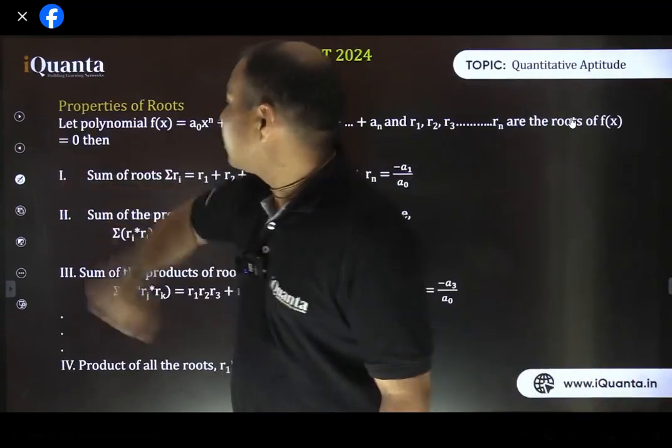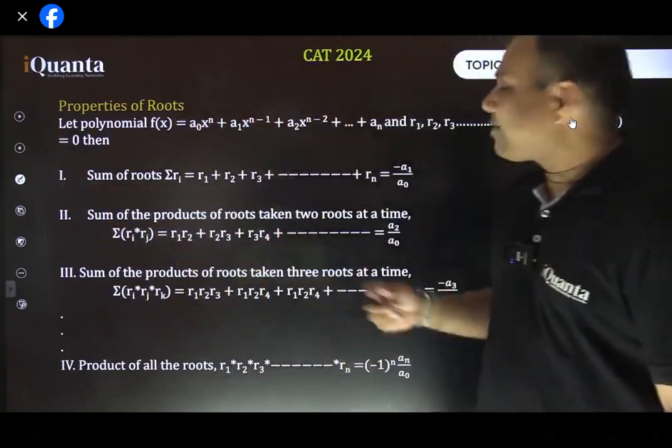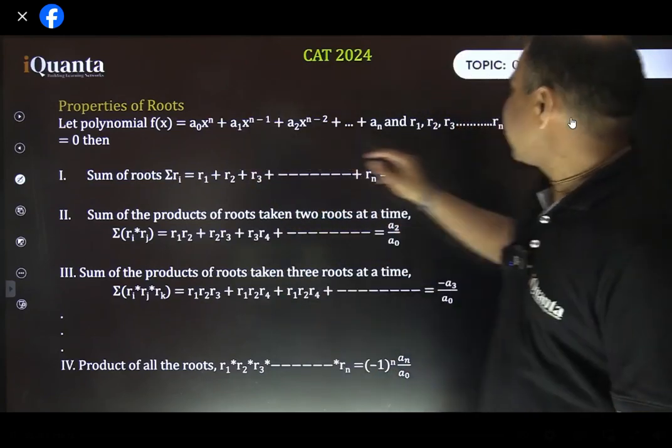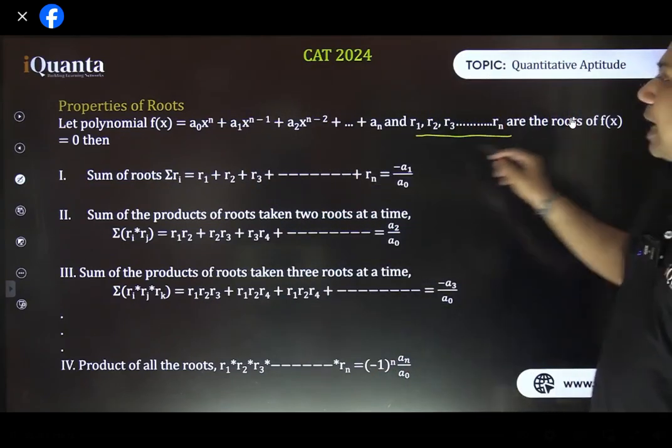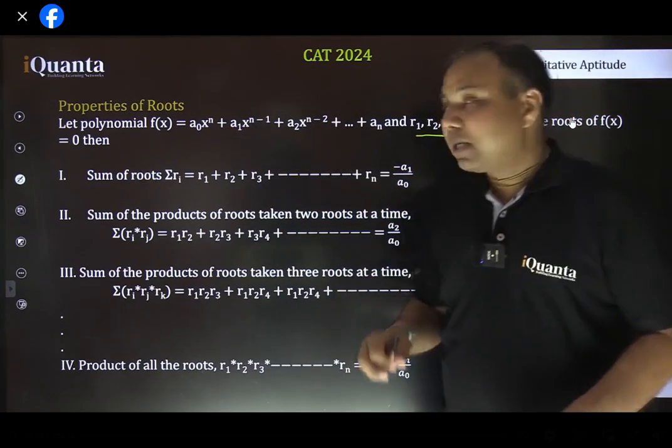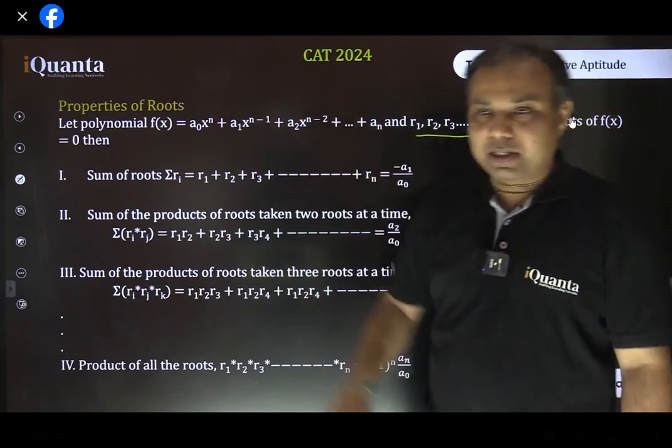Now let's move further to some more theory points. Properties of roots. So as I was telling you, if there are n number of roots, R1, R2, R3, ..., Rn are the roots, and these are the coefficients. So now we are going to discuss the relationship between the roots and the coefficients.